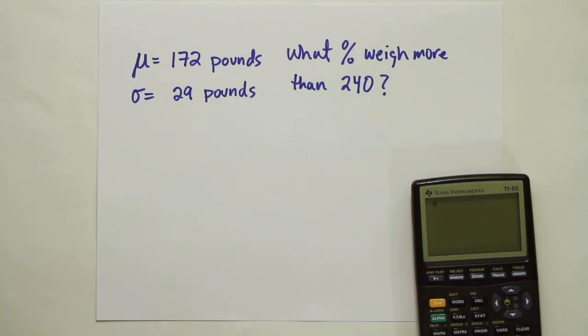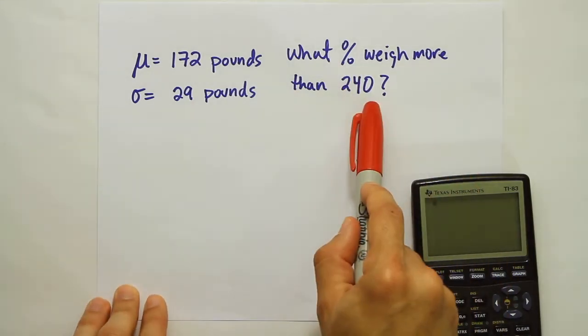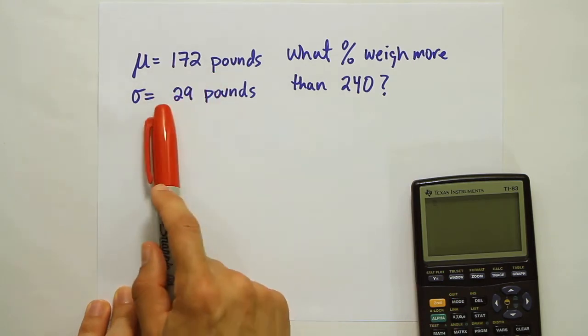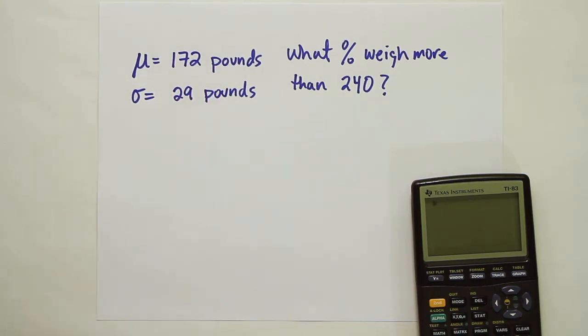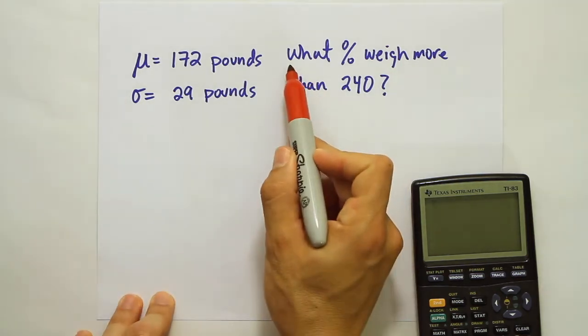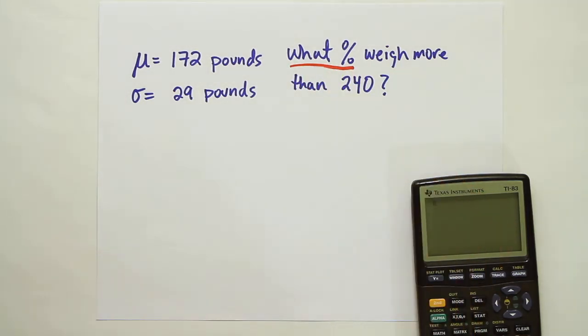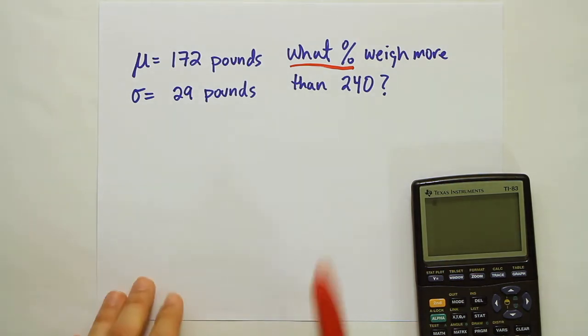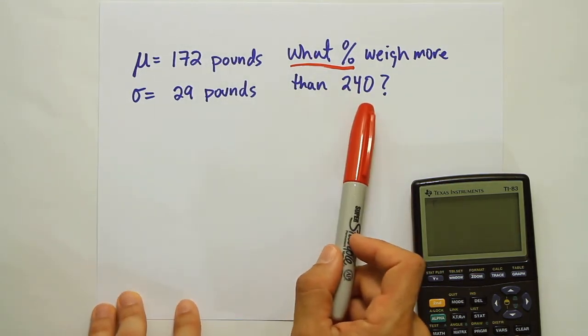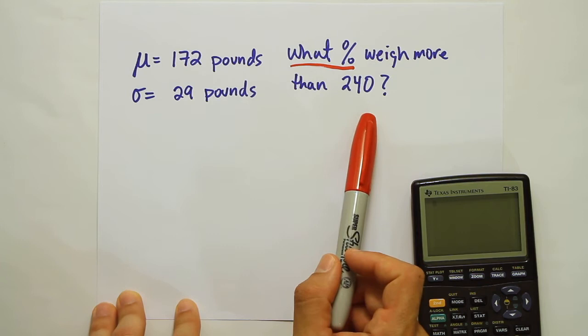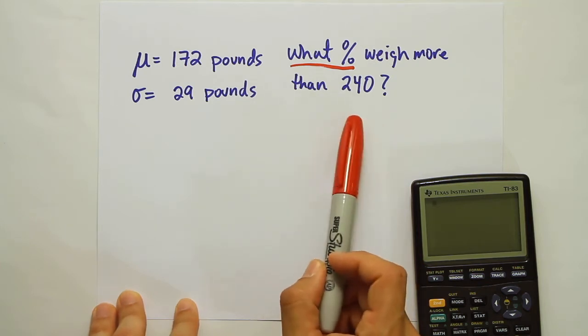All right, in this problem we're asked to figure out what percent of men will weigh more than 240 pounds, given that the mean is 172 and the standard deviation is 29. They do not tell us that the weights are normally distributed, and we have this key phrase here: what percent will weigh more. Anytime we're talking about the percent that's going to be larger than a certain number, smaller than a certain number, or between two given numbers, we have to think of Chebyshev's theorem as a possibility.